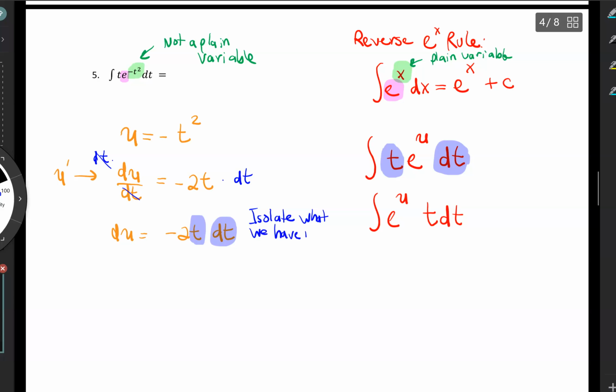What we have in the integrand, in the integral.